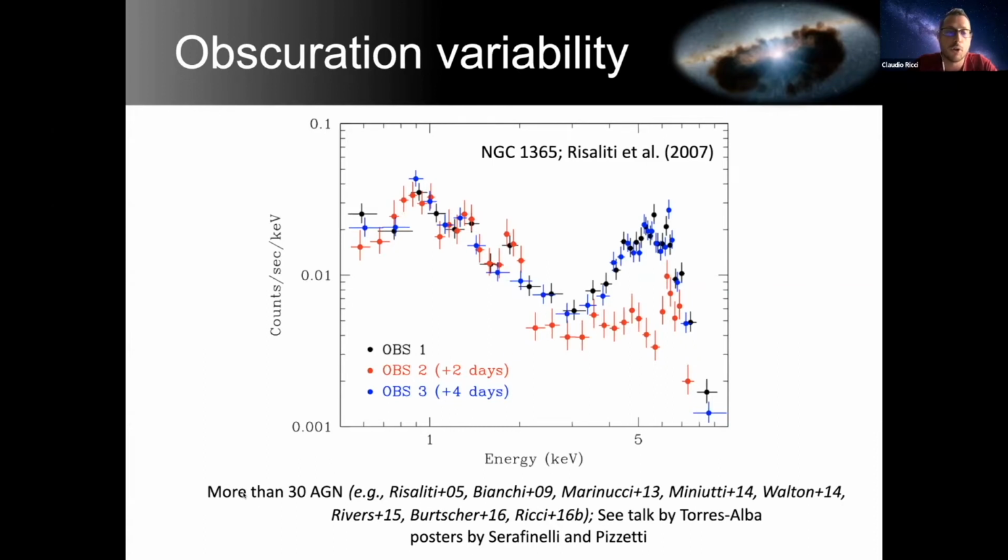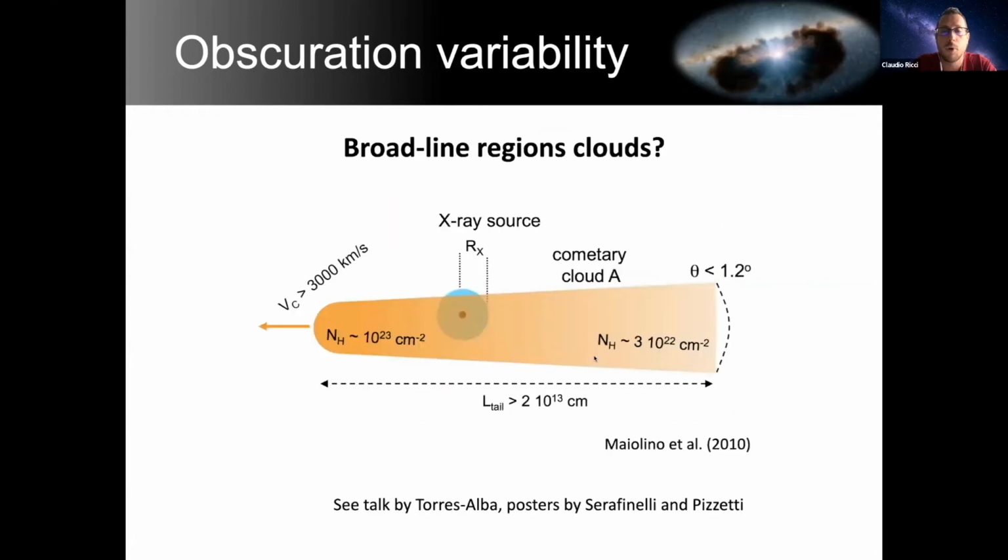So we know now more than 30 AGN of this type. I think we will have a talk later on in this session about this in particular. And there are also a couple of posters that I recommend you check out. One thing that I think is really interesting about this variable obscuration is that over the years, it's become evident that this is not the putative torus, but actually the broad-line region. And this is because the variations are too rapid to be ascribed to the dusty torus.